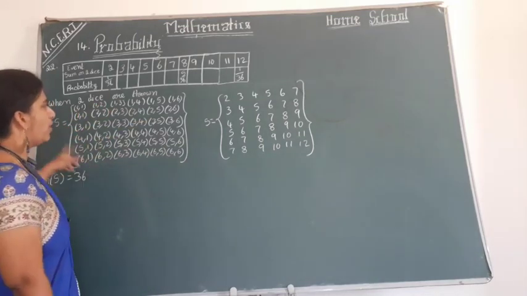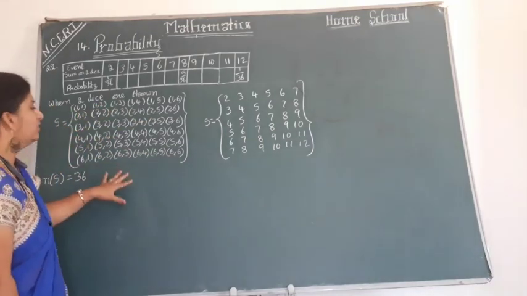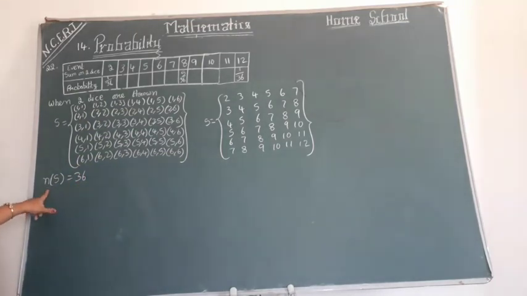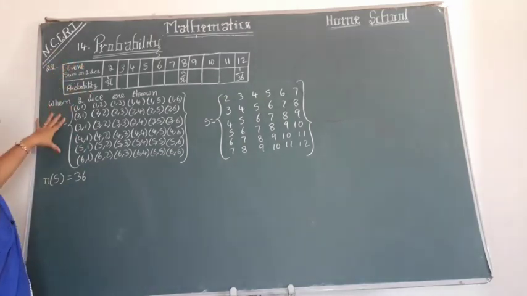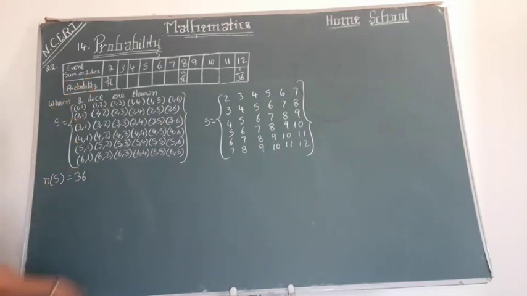Total how many possible outcomes do you have here? 36. Therefore, the number of sample spaces is equal to 36. This is your question table and your sample spaces. Let's start dealing with them one by one.